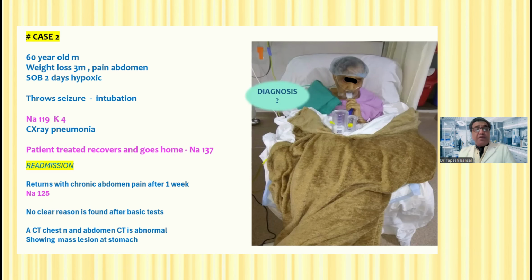Now he gets readmitted after a few days with chronic pain abdomen, and sodium is found to be 125. There is no clear reason, and a CT chest is normal, but abdomen CT is abnormal, showing a mass lesion in the stomach. So what is the answer here? Why does this patient have hyponatremia again? The answer is he has SIADH secondary to a malignancy, which is gastric carcinoma. Many times, patients have dual etiology of hyponatremia, and here your urine sodium becomes a problem because it gets compounded by different etiologies.